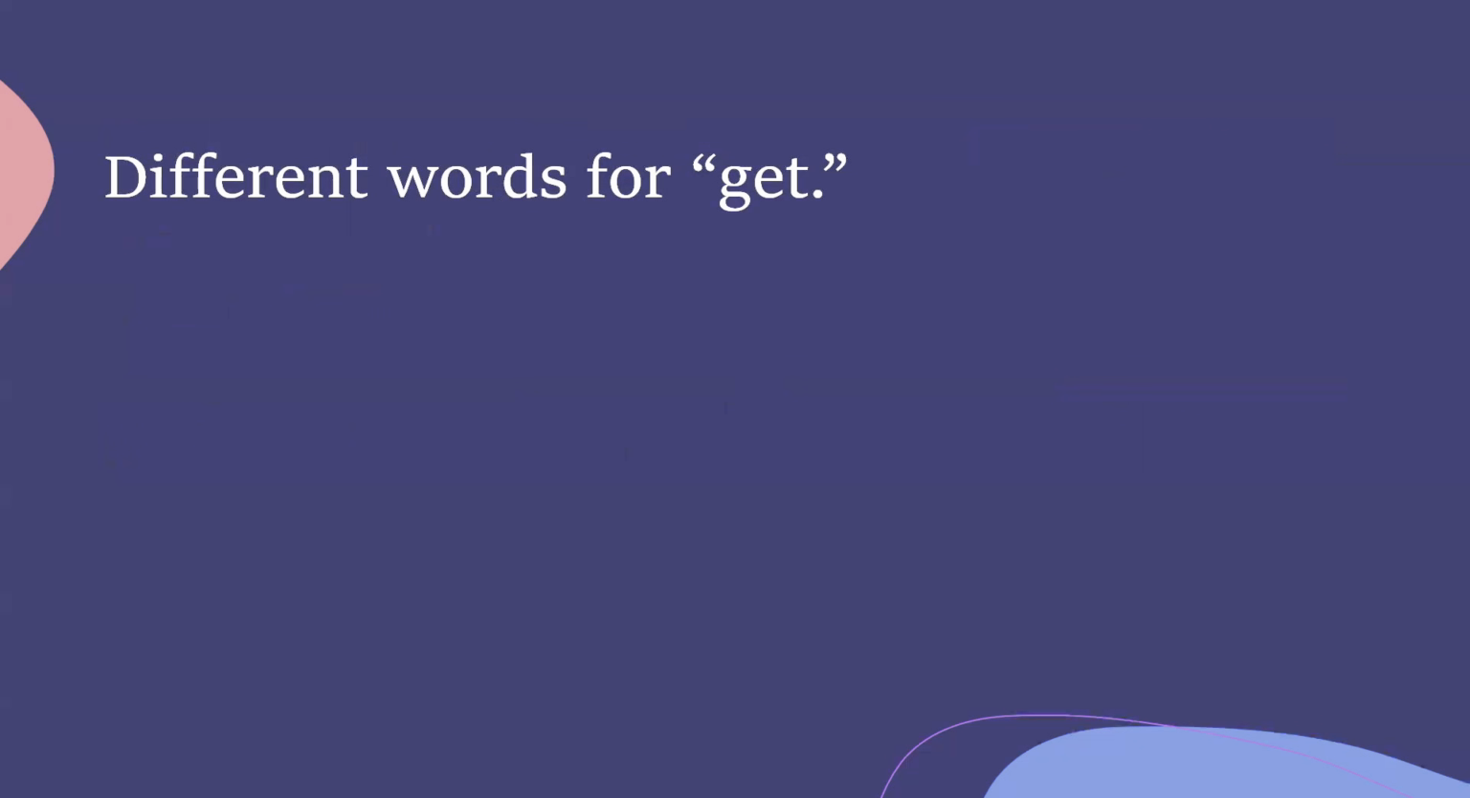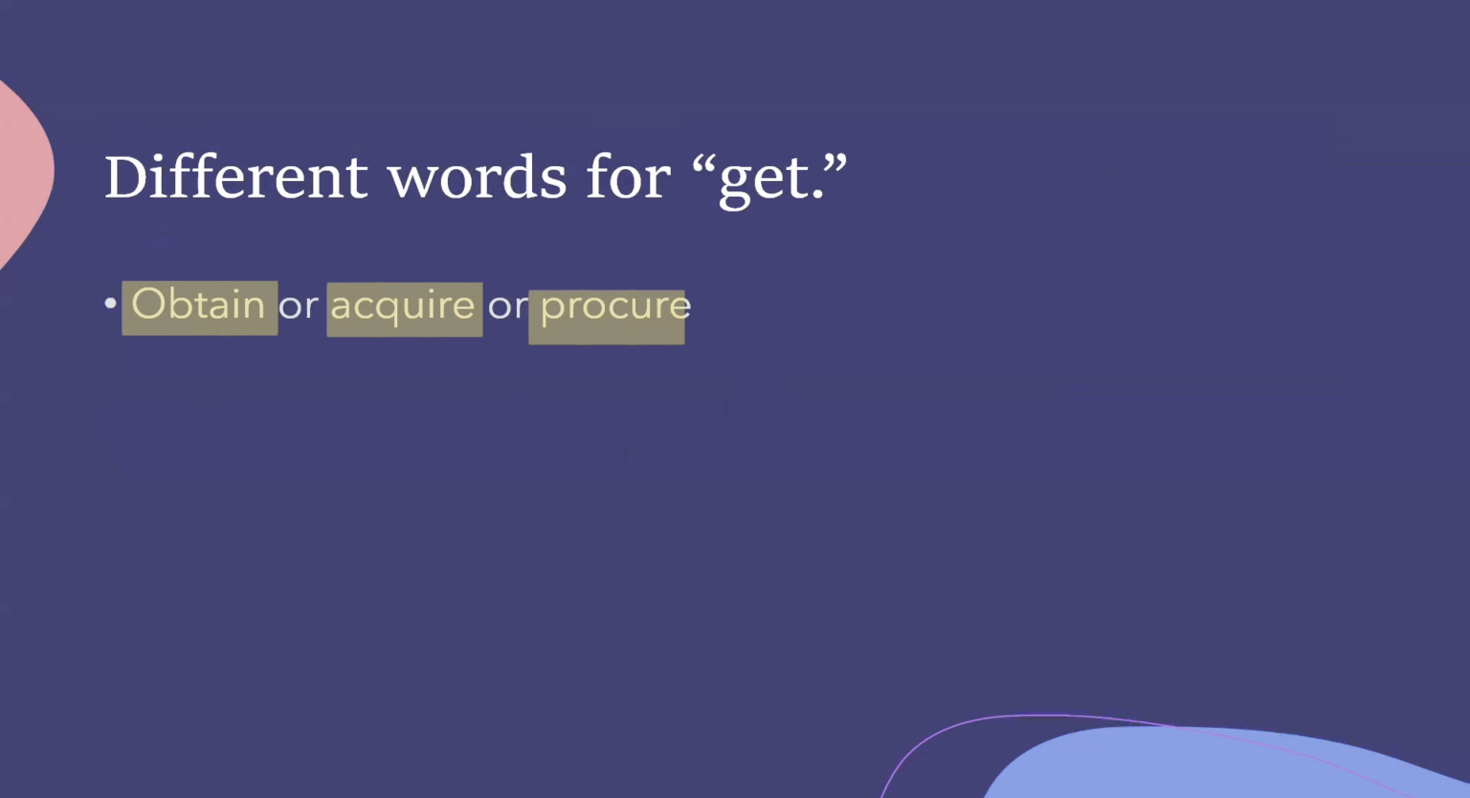Now, get is a very general word. It's good for speaking, but not so much for writing. So what could we use instead of get? Well, we could use obtain, acquire, or procure. Or if we just mean to buy something, we could say purchase. Any of these words are better in writing than get.